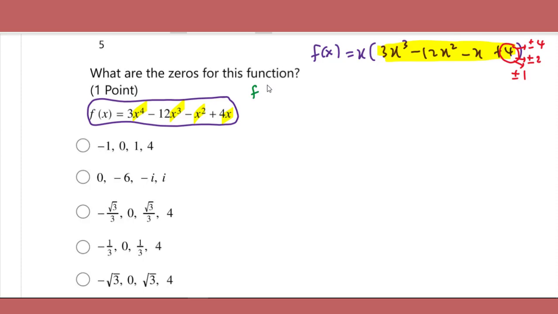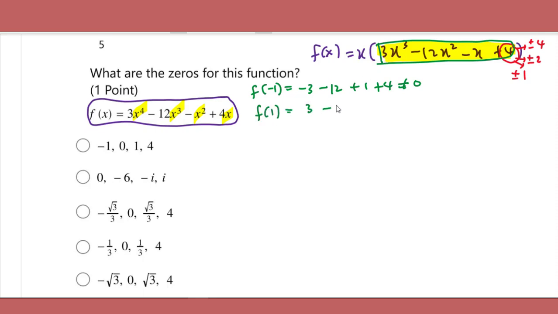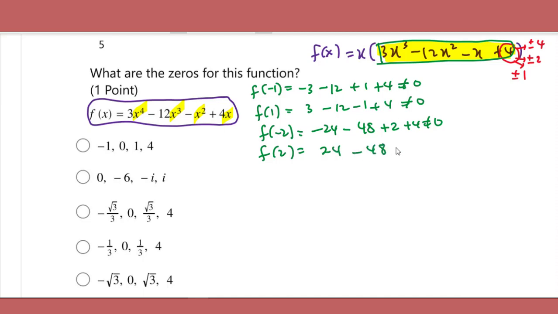First substitute negative 1: negative 3 minus 12 plus 1 plus 4, which is not equal to 0. f(1): 3 minus 12 minus 1 plus 4, also not equal to 0. f(-2): negative 8 times 3 is negative 24, minus 4 times 12 is negative 48, plus 2 plus 4, also not equal to 0. f(2): 8 times 3 is 24, minus 48, minus 2 plus 4, not equal to 0.